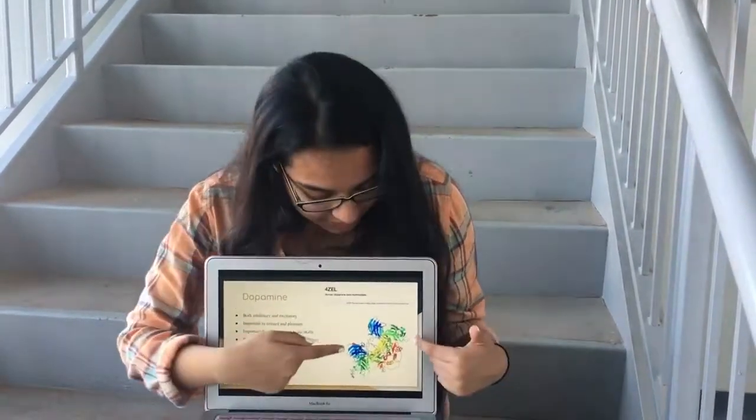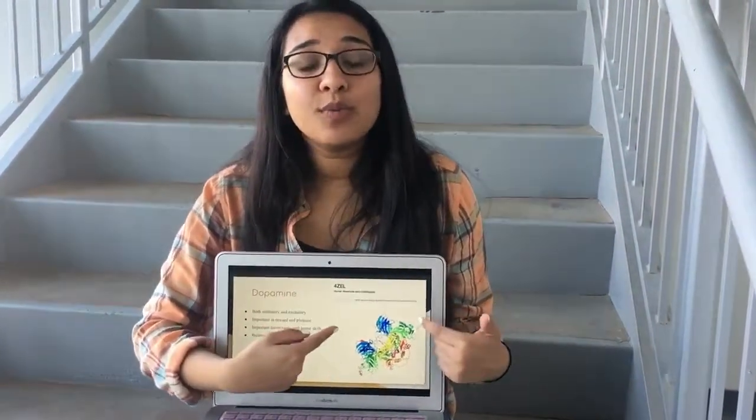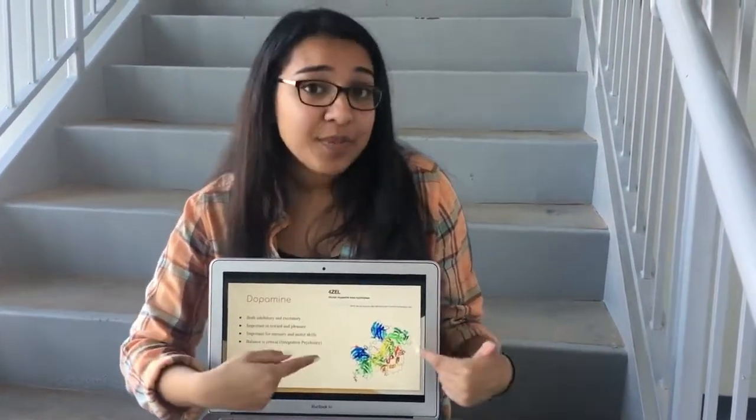Balance is very critical. And this diagram is just an example of a human dopamine that is found in our bodies, and it's actually from the PDB.